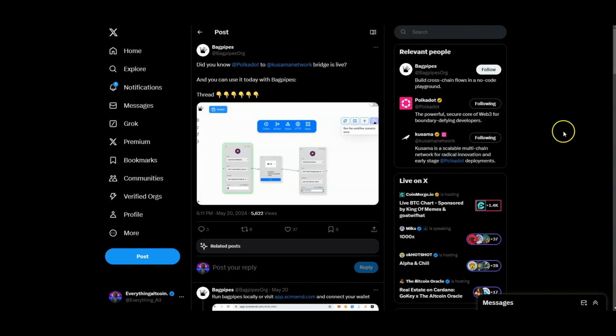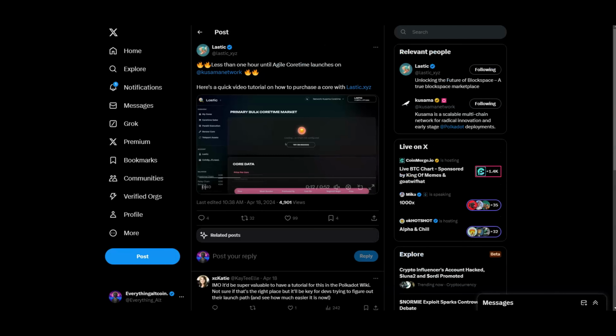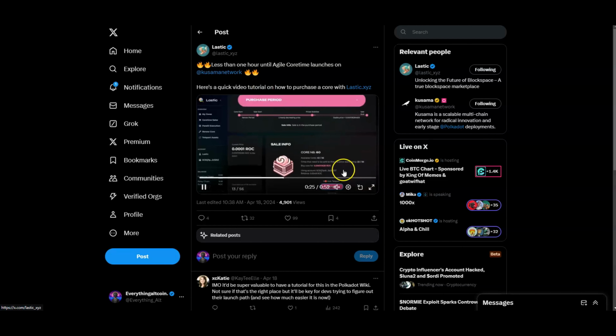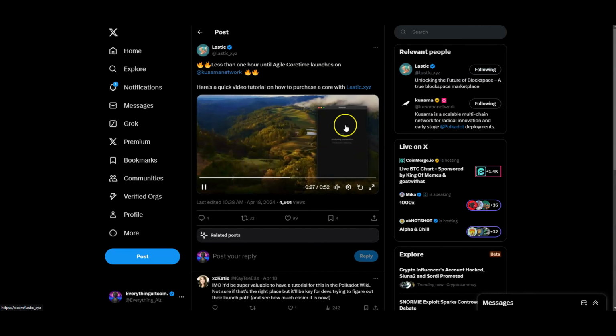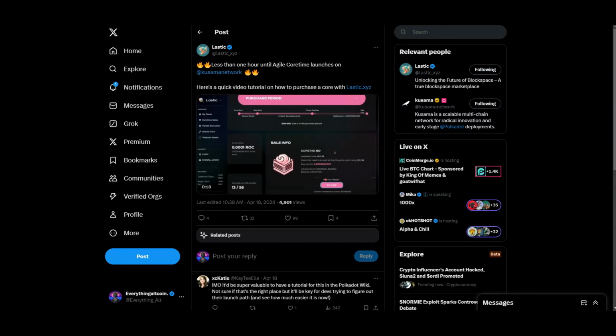Now, back to this, you guys can see that their bridge for Polkadot to Kusama is now live. This is also very beneficial for Kusama's ecosystem, right? And then the core time, like I was talking about, has actually come onto Kusama first. And Lastic is a marketplace where projects will be buying core time, right? And as you guys can see, they do have a video here with a tutorial on buying core time on Lastic, right?